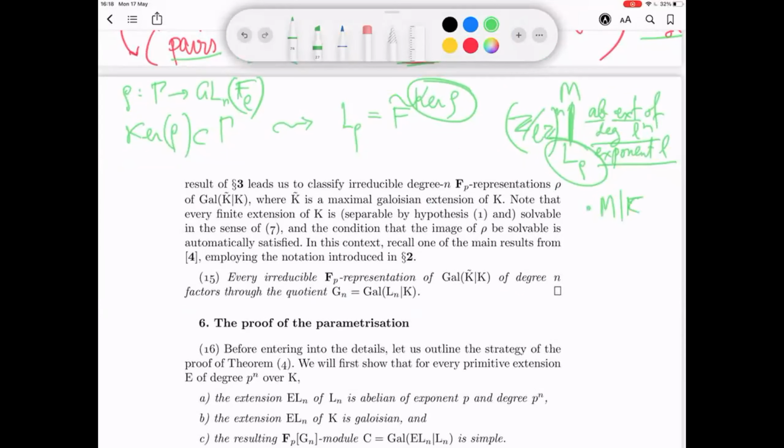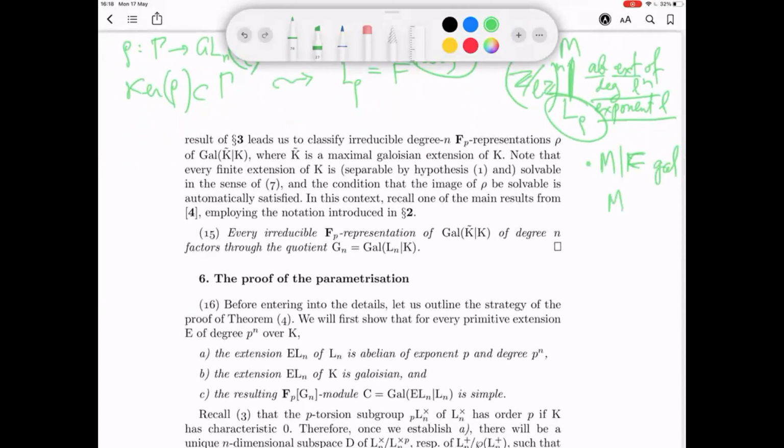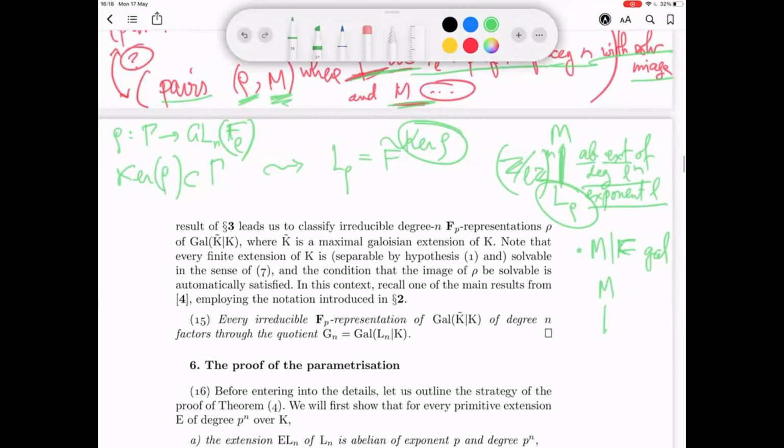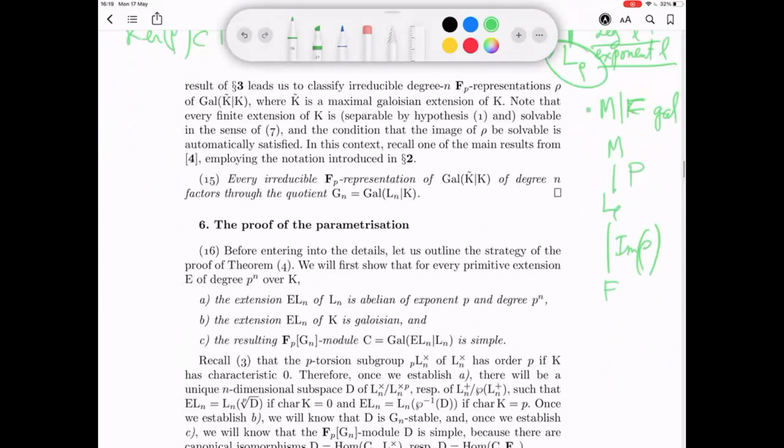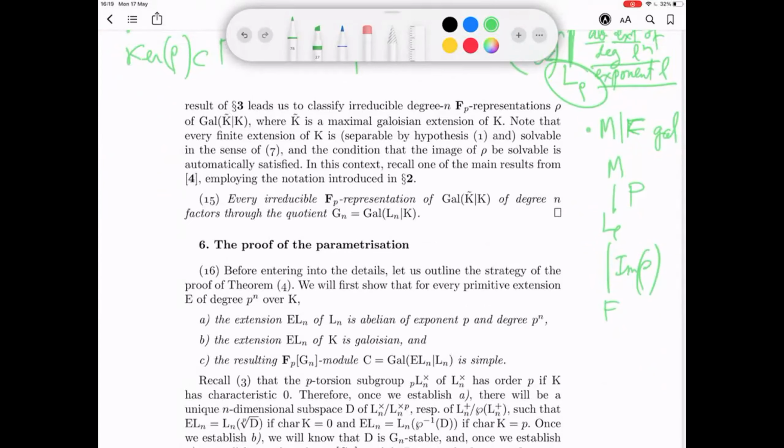So the first condition is that M over F should be Galois. And if it is Galois, then you have M here, you have L rho here, you have F here, and let me call P the Galois group here. This is the picture you are going to get. The first condition was that M should be Galois over F. This is Galois and this is Galois doesn't mean that the whole thing is Galois, so I require it to be Galois.